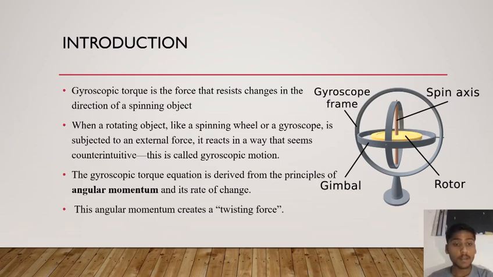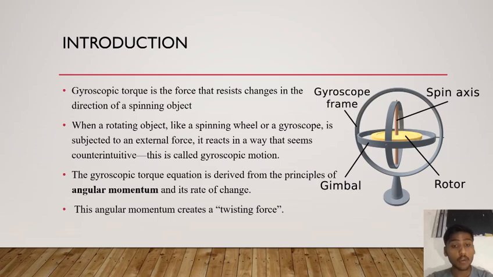A simple example: spin a bicycle wheel while holding it by its axle. Now try to rotate the axis. You will feel it push back in a different direction. It's not just resisting, it's reacting perpendicular to the applied force. That's gyroscopic behavior and it is due to the physical property of angular momentum.